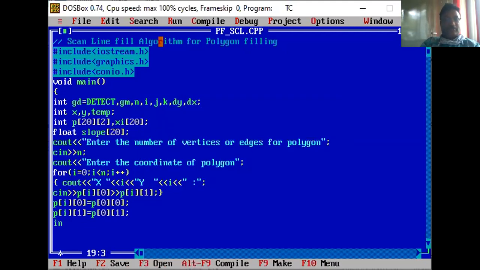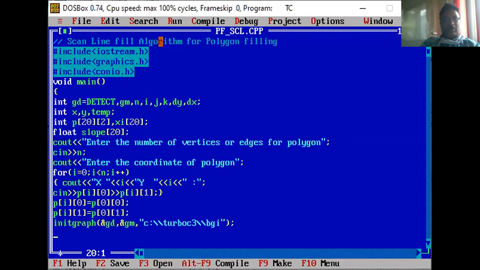Now, initgraph. So initgraph, that you have to pass gd and gm. Okay, so what is this? Address of graphics driver and address of graphics mode that you have to pass in initgraph. In Turbo C3, here you have to consider BGI. This is the path for the Borland Graphics Interface driver. Now here you have to draw the polygon.